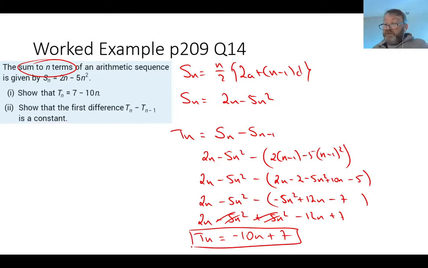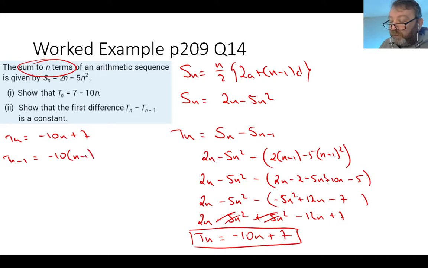And lastly then it says, show that the first difference, t of n minus t of n minus 1, is a constant. Now what they're asking me to do there is the same thing I did with S of n and S of n minus 1. So if t of n is equal to minus 10n plus 7, then t of n minus 1 is equal to minus 10 times n minus 1 plus 7. So let's work this out. Multiply both of these by minus 10: minus 10n plus 10 plus 7, which works out as minus 10n plus 17.